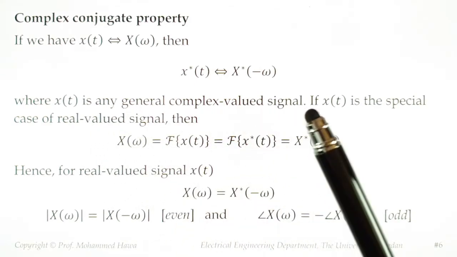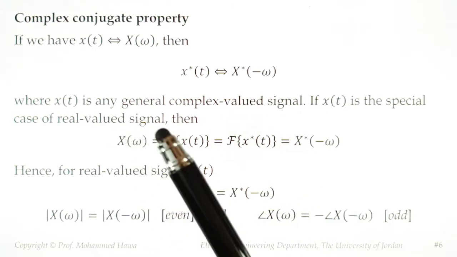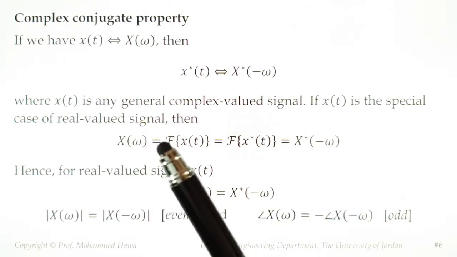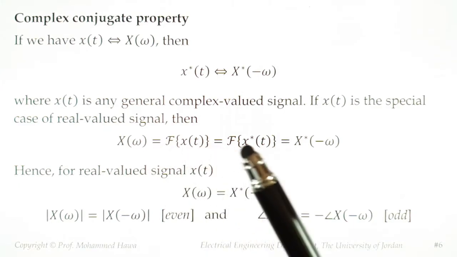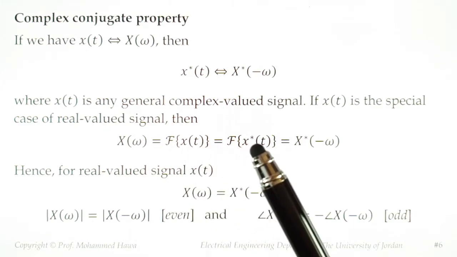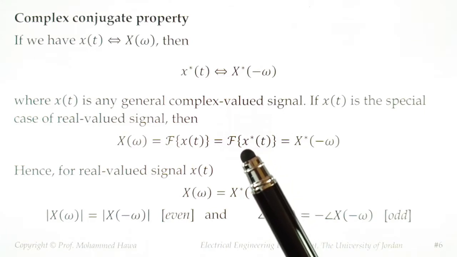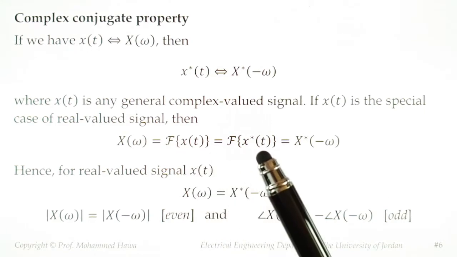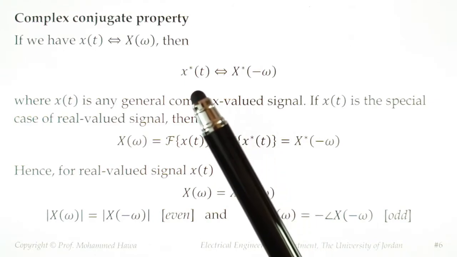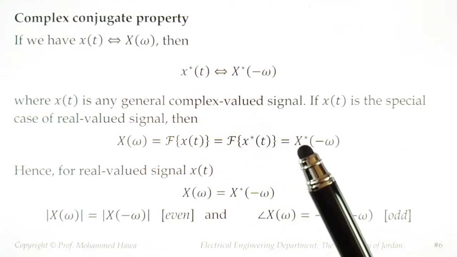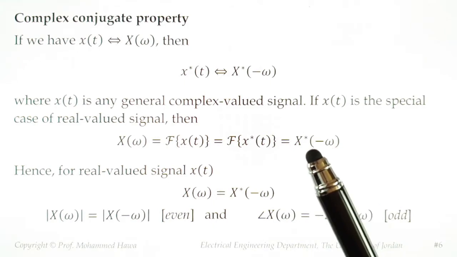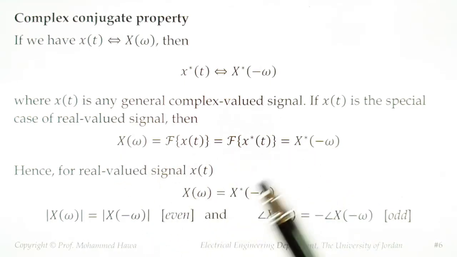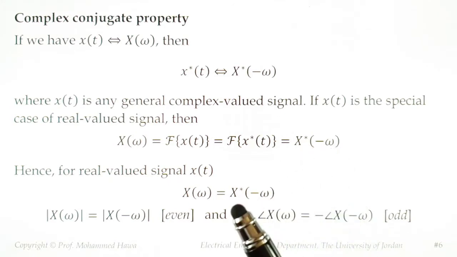Of course, this result applies for x of t, that is, any general complex valued signal. However, in practice, we work with x of t that is a real valued signal. In this case, X of omega, the Fourier transform of x of t, is equal to the Fourier transform of x conjugate of t, because the complex conjugate of a real value is the same as the real value. The Fourier transform of x conjugate of t is capital X conjugate of minus omega, which means for real valued signals, I proved that X of omega is equal to X conjugate of minus omega.